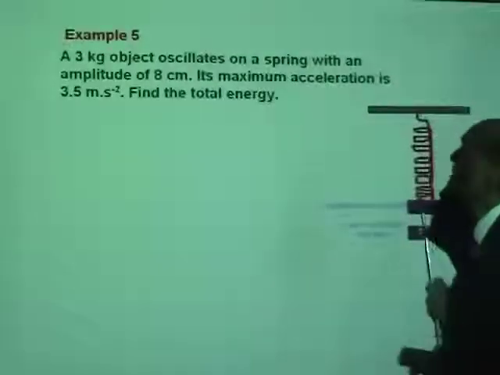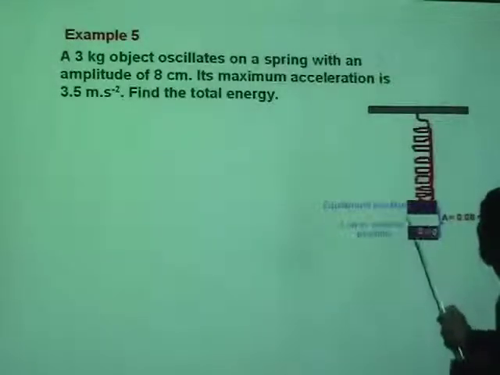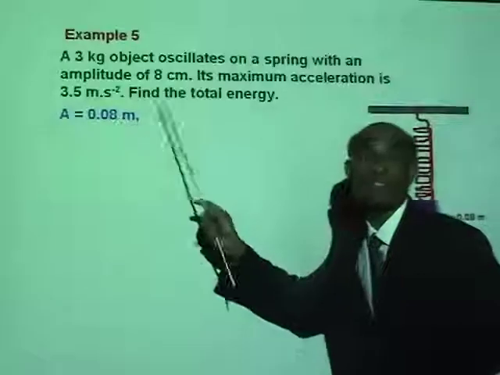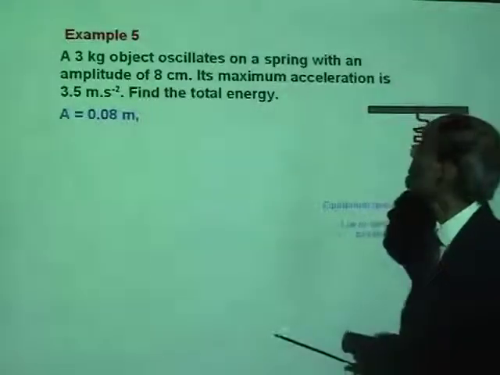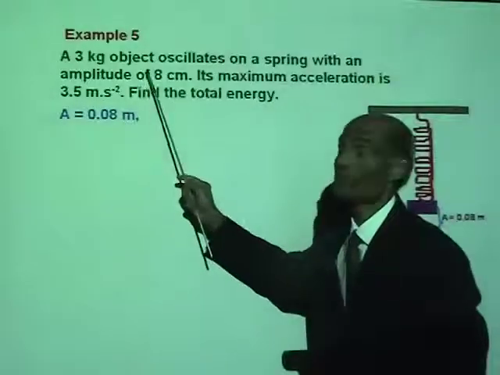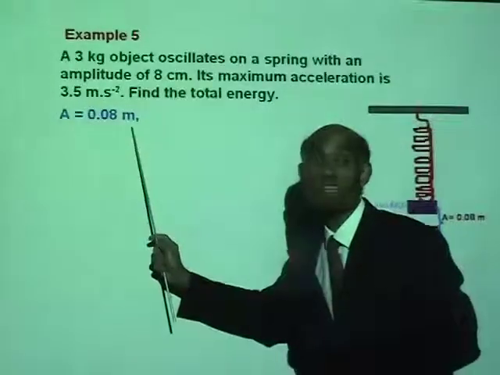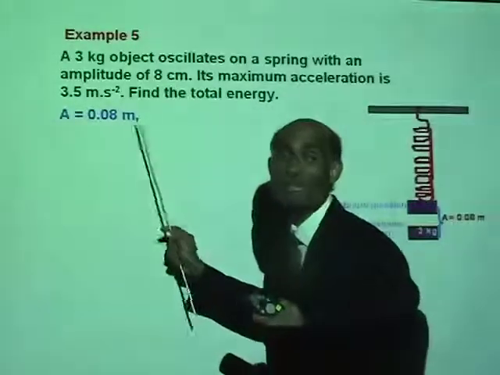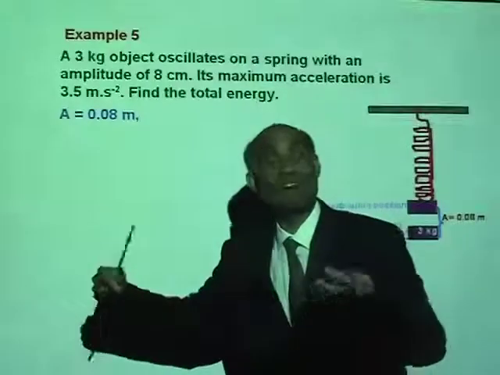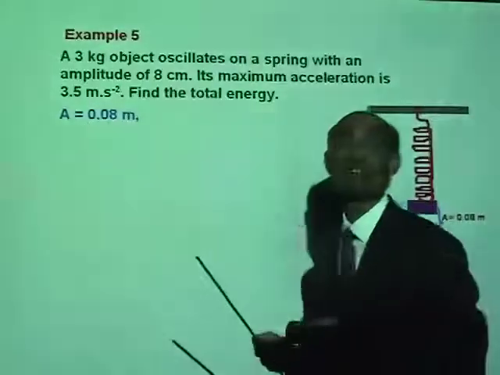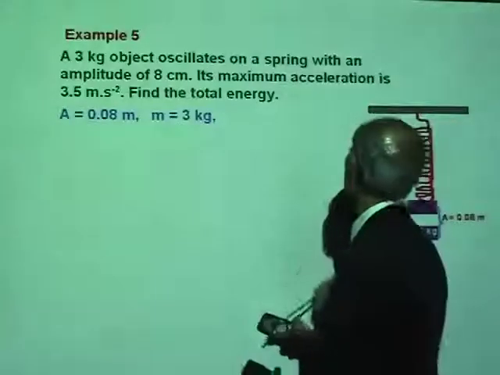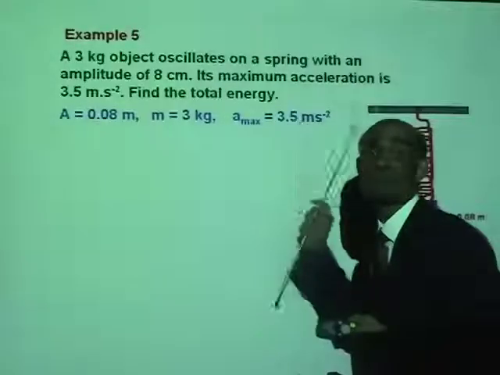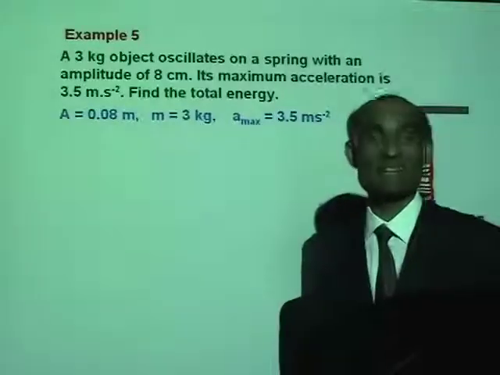We have a vertical spring oscillating, and a 3 kilogram mass is hung from the spring. The amplitude of oscillation is 0.08 meter. It is given 8 centimeter. Remember, always pick the data in the proper unit. Do not use centimeter, meter, kilogram, Newton, and so on. Amplitude is 0.08 meter. Mass of the object is 3 kilogram. And the maximum acceleration is given to be 3.5 meter per second squared.